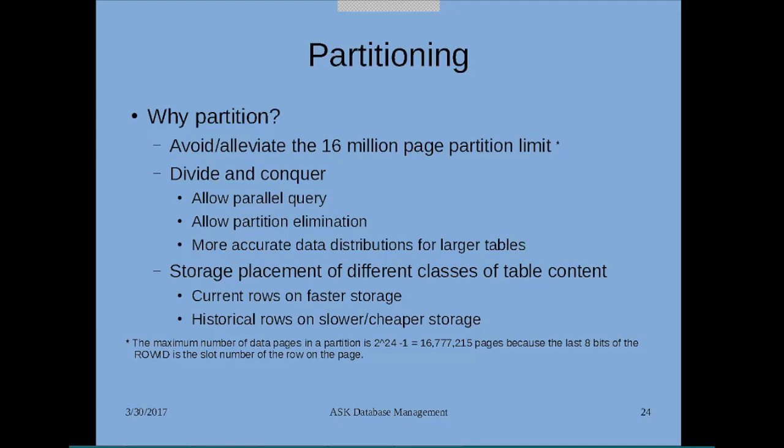Another one is to be able to place parts of the table on fast storage and parts of the table on slower, cheaper storage. Right? If you have data that's historical that you're not going to access, unless some regulatory agency comes through the door and asks for it, then it can be moved. You can do an alter fragment and move that partition to slower, cheaper storage, right? And that will free up space on faster storage for new data that is active, okay?